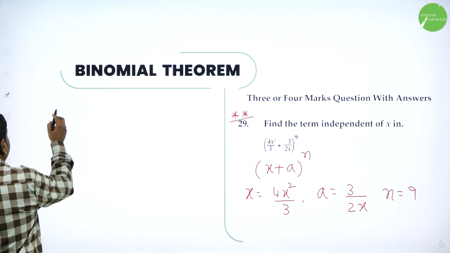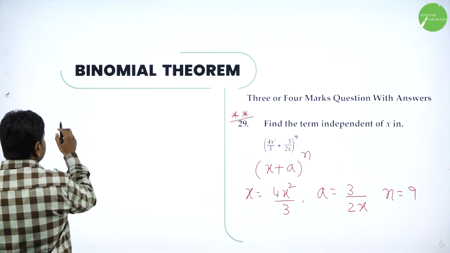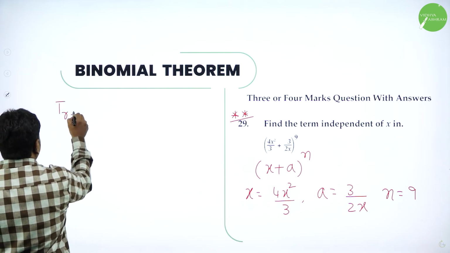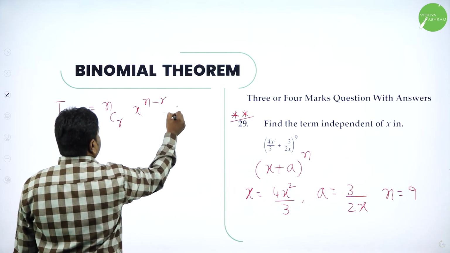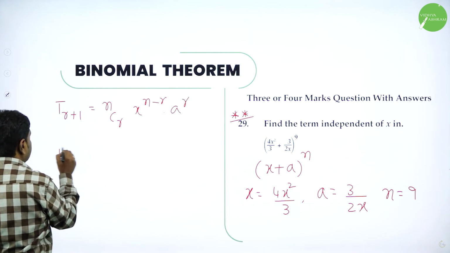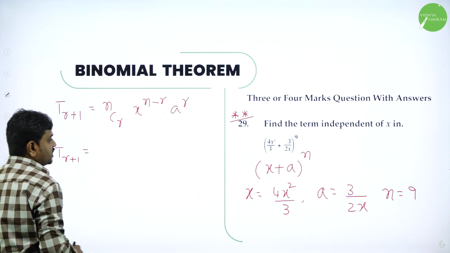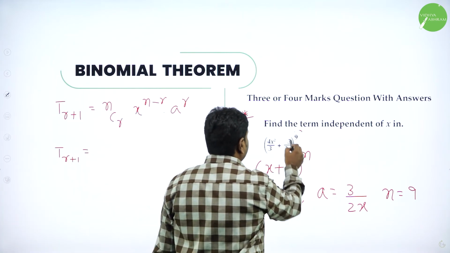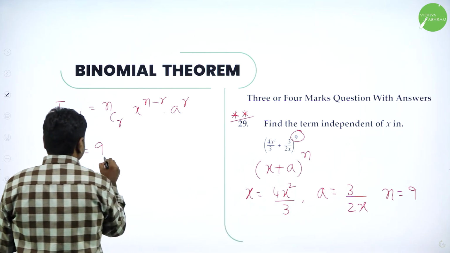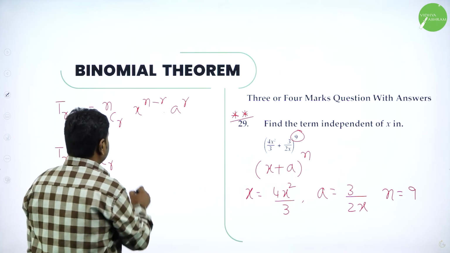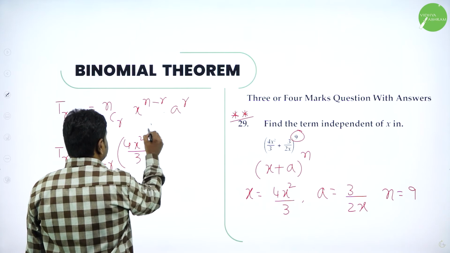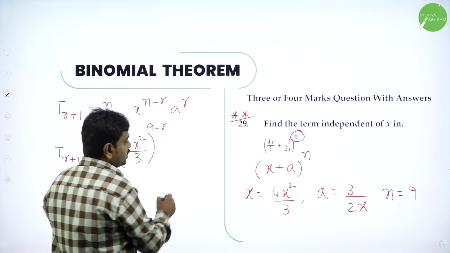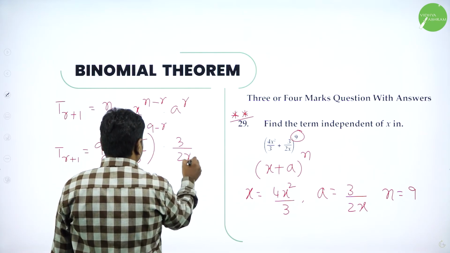Now, term independent of x. If you want the term independent of x, we'll use the general term formula T(r+1). What is T(r+1)? nCr x^(n−r) a^r. That is, T(r+1) is equal to nCr. What is n? The overall power, which is 9. So 9Cr, first term (4x²/3)^(9−r), times a^r. What is a? (3/(2x))^r.